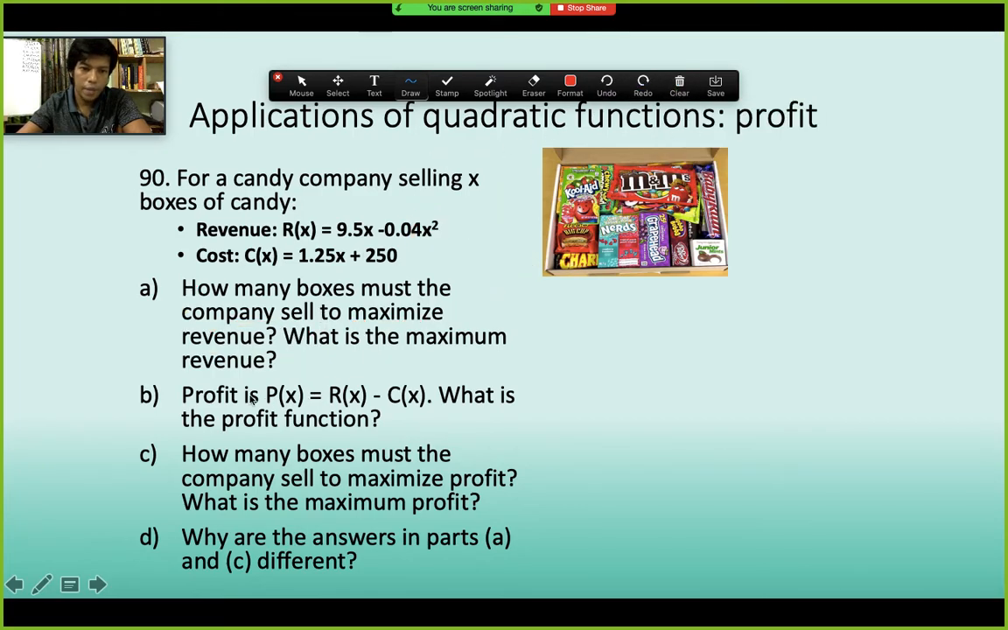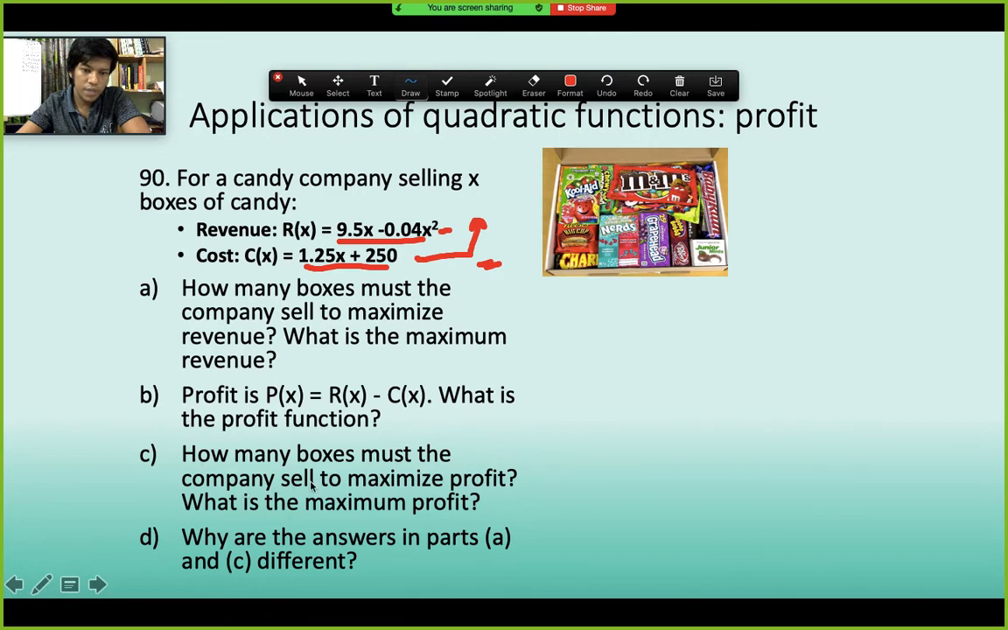Then we have the profit function P of x equals Rx minus Cx. So Rx means this, minus Cx means this. So we have to write this minus then this thing. Here for this B number, we write this minus then this thing, then do some calculation. And that will be our B number answer.